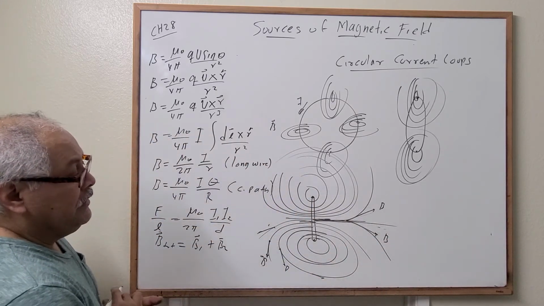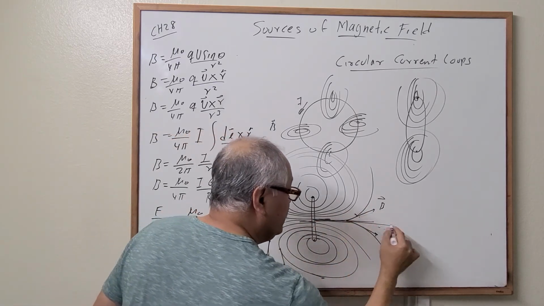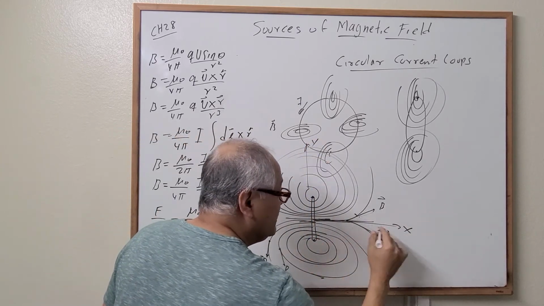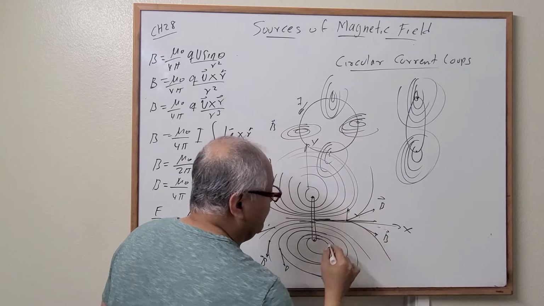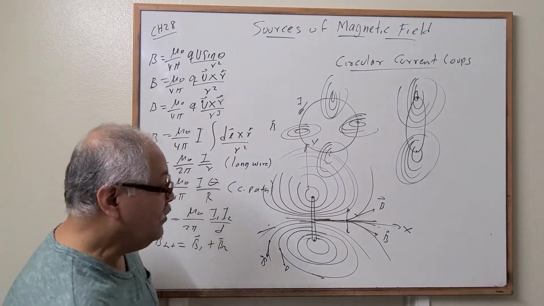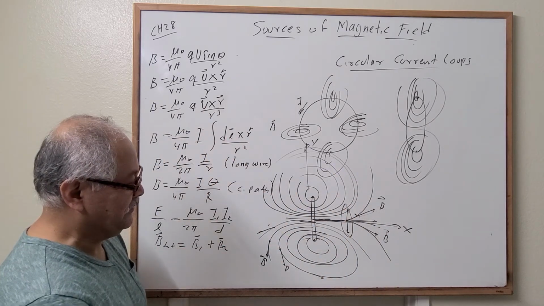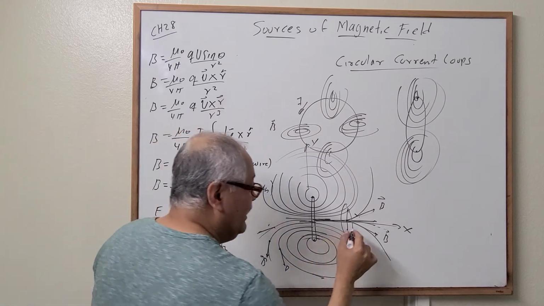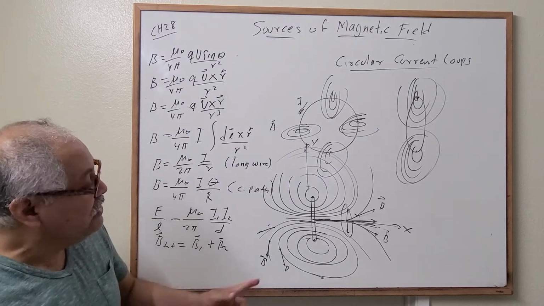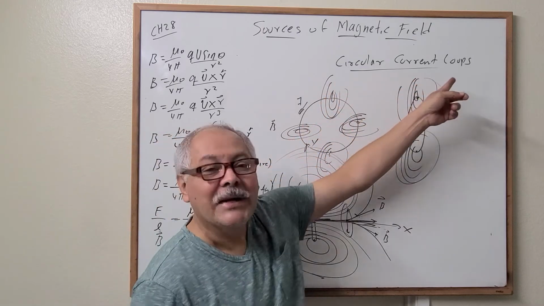Now, remember these are vectors, so we can break them into components, one in the x direction and one in the y direction. As you can see, in the y direction this field is cancelled out. They're opposite at a point. Only in the x direction do we have a net magnetic field. This is the concept to find the magnetic field using circular current loops.